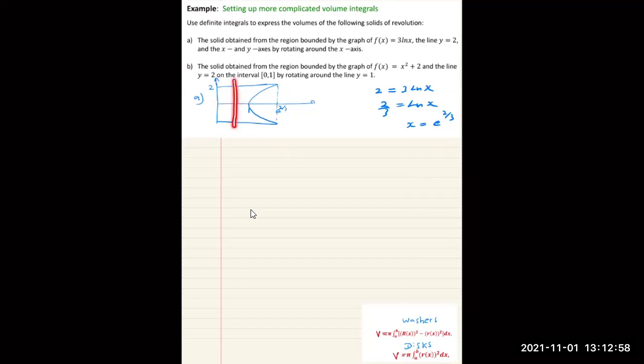Okay, to find this particular volume, you can use the disk method, the volume from 0 to 1. And then to find the volume from 1 to e to the power 2 over 3 on this region, you can use the washer method. Because if you take a cross section in that region, they are going to be washers, right?